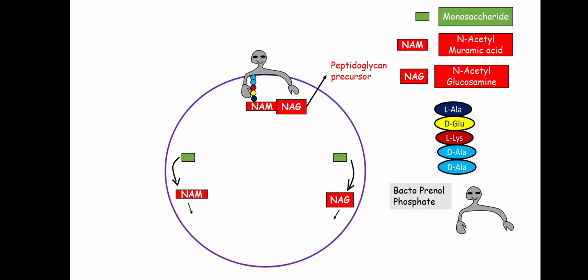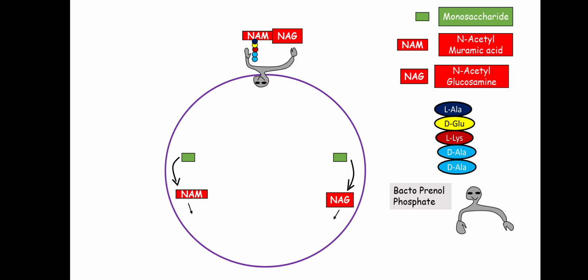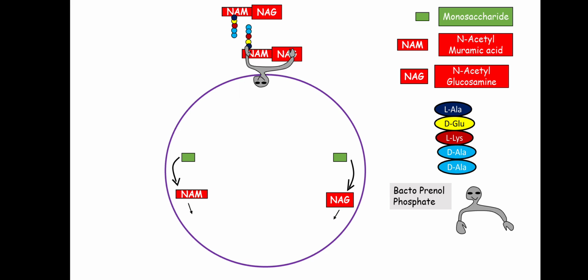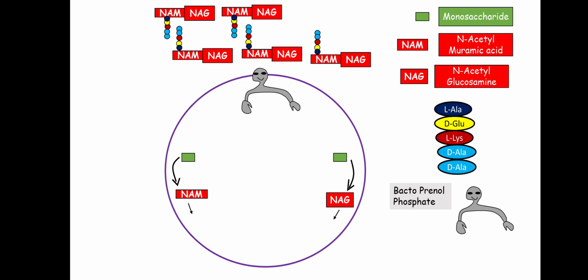Now its work has not ended yet. Its other job is to transport this precursor moiety. So this protein has two jobs. First is to synthesize this peptidoglycan precursor, and second is to transport the synthesized precursor outside, that is, into the periplasmic space. In this manner it will be synthesizing n number of peptidoglycan precursors.